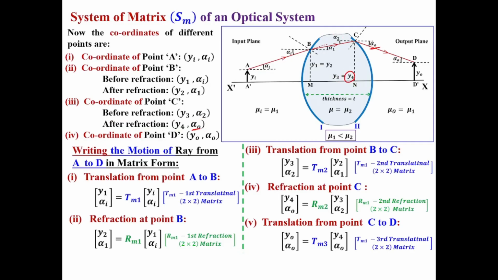Then the coordinate of point D will be yo and alpha O. The height is yo and the angle is alpha O. So these are the coordinates of the points A, B, C, D before and after refraction. Now we are going to write the matrices for each and every dynamics.